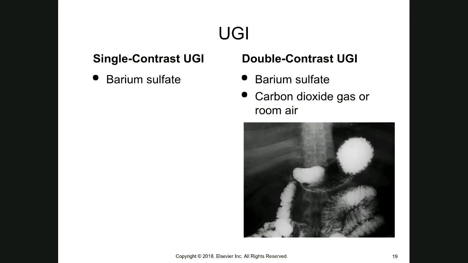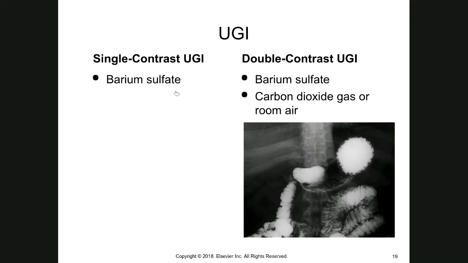Now, with an upper GI, we can do either a single contrast upper GI, which is just barium, our positive contrast media, our radiopaque contrast media, or we could do a double contrast upper GI. Utilize barium, which is positive or radiopaque, and air or carbon dioxide. The carbon dioxide are little fizzy crystals, almost like pop rocks. They pop and they produce air inside the patient, or they could just swallow room air.